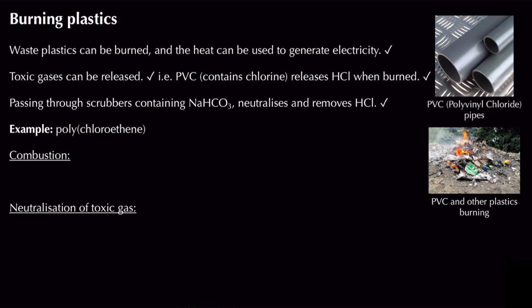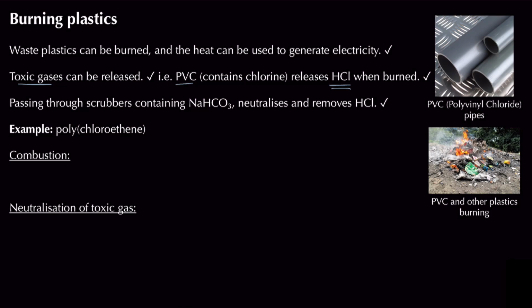So if we were to look at burning plastics in a bit more detail, we need to know that when we burn plastics, that releases energy, but a problem is that sometimes toxic gases can be released, and these toxic gases normally come from chlorine-containing polymers like PVC. The actual toxic gas that's produced is HCl, hydrogen chloride, and of course we know that dissolves in water, creates acid rain, and it's not that nice to breathe in either. It contributes towards air pollution too.